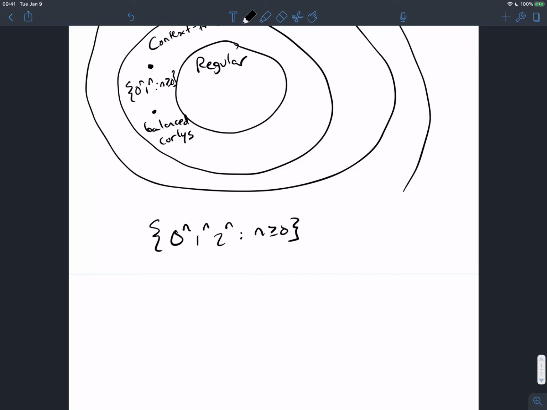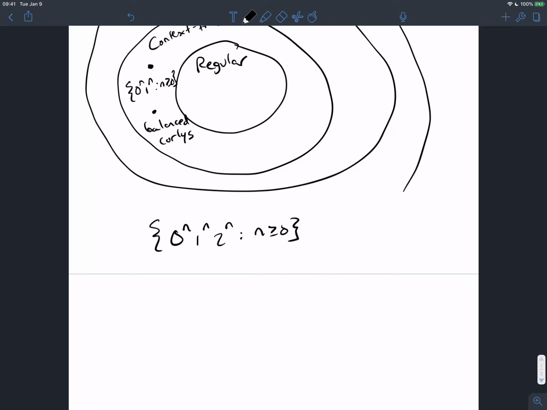Exactly. If I push the zeros on the stack like before, then I see 1s, I'm going to match them up with the zeros at this point. Then I still have 2s left over. Well, how am I going to match them against the zeros that are now popped off the stack? Is that a proof that this language is not context-free? No. It says that that particular method won't work, right? Maybe there's some other clever method that could work.